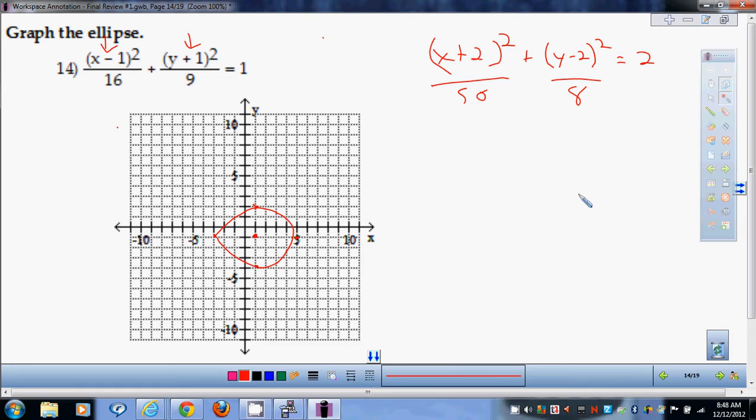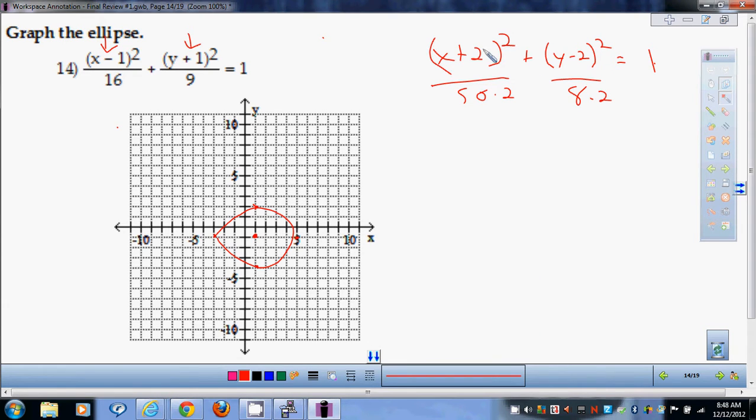Just divide everything by 2. If you divide everything by 2, now we're happy. That's a 1, that'll be a 100, and that'll be a 16. And you put it in ellipse form. So just because the other side doesn't equal 1 does not make it a non-ellipse. You can make it equal 1. And they'll do other things too to try to throw you off.